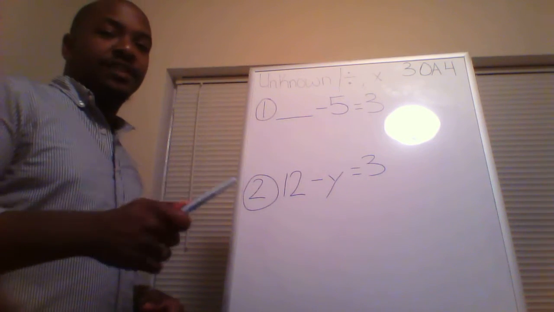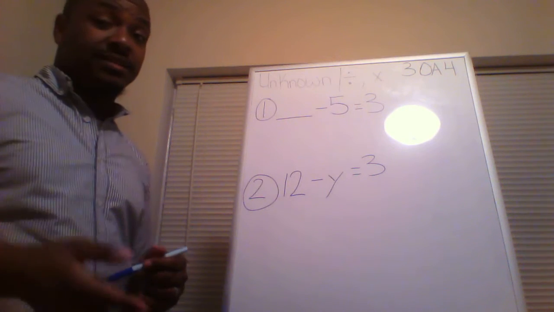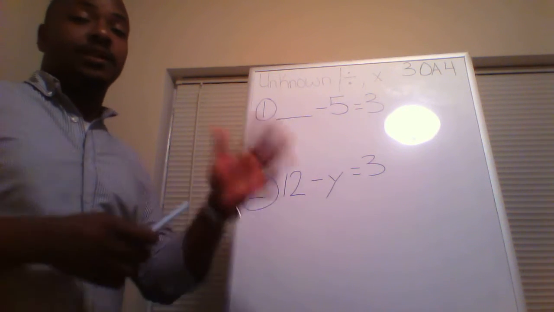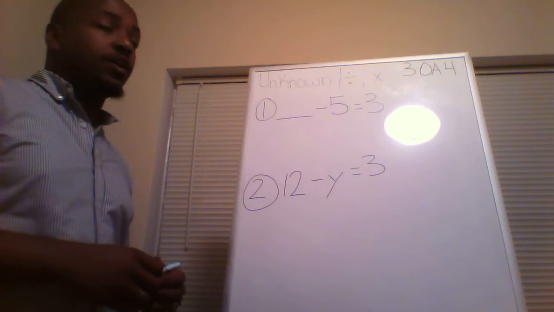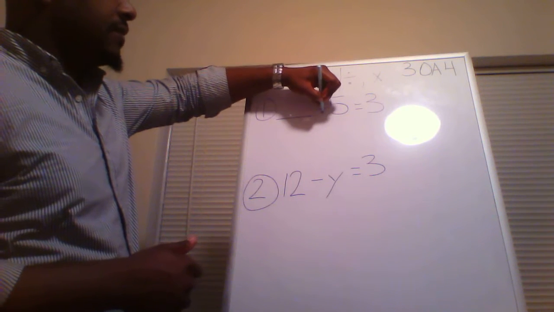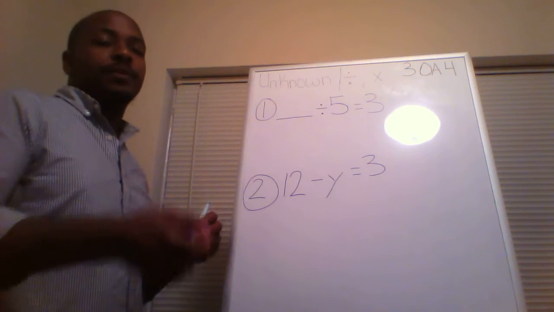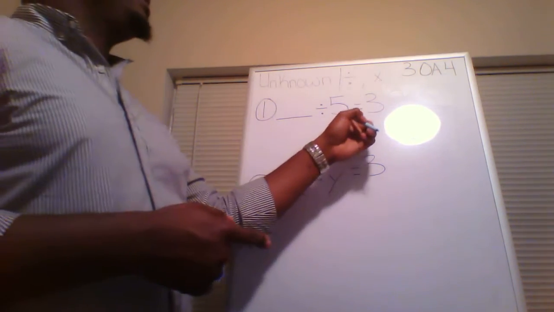Hello, in the last video we talked about finding the unknown in a multiplication equation. So now we're trying to go in and find the unknown in a division sentence, all right? Division sentence. So now we want to go in and look at this. We have the unknown divided by 5 equals 3.